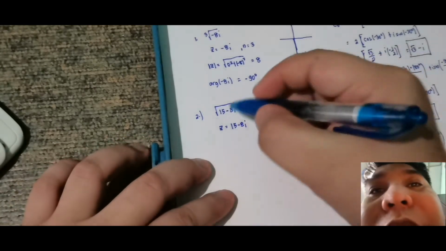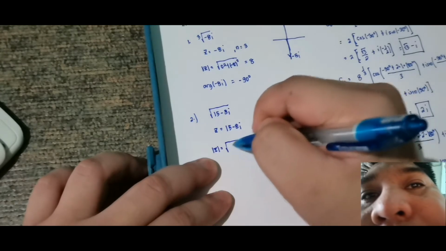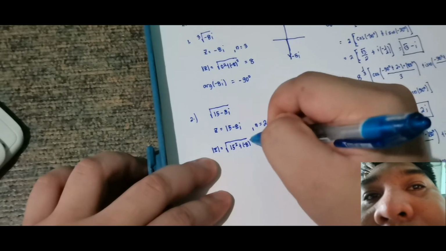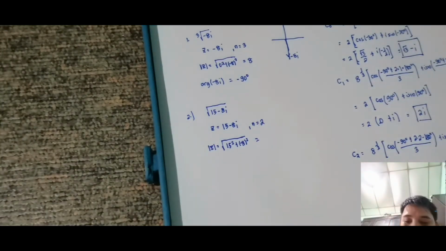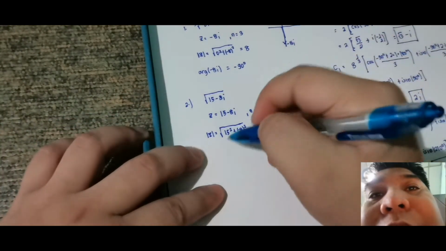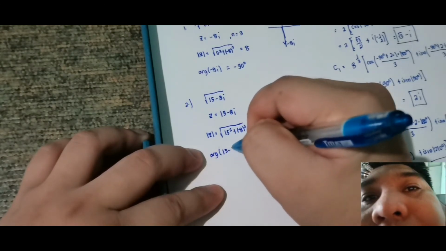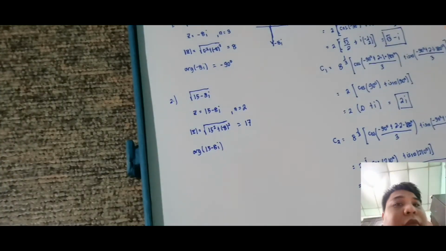Okay, so next is, ano yung modulus nito? So modulus ng z natin ay equal sa square root ng 15 squared plus negative 8 squared. So that is equivalent sa square root ng 15 squared plus 8 squared. So that's 17. Okay, so this is 17. Eksakto naman. Next natin is the argument. Argument ng 15 minus 8i. So anong quadrant yan? That is quadrant 4.